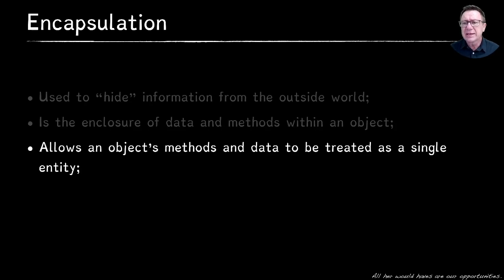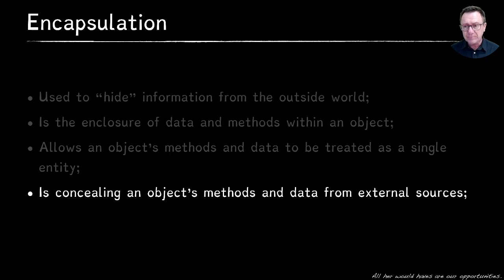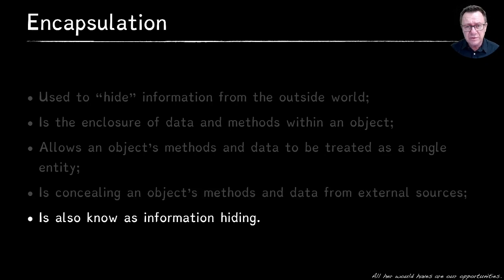What do we say? Encapsulation allows an object's methods and data to be treated as a single entity, and that's what I was just saying. It's all in one. We conceal the object's methods and data away from external sources. Okay, so they're not based here, there, and everywhere. It's encapsulated. You'll notice that word, encapsulated together. Another term that is used is called information hiding.